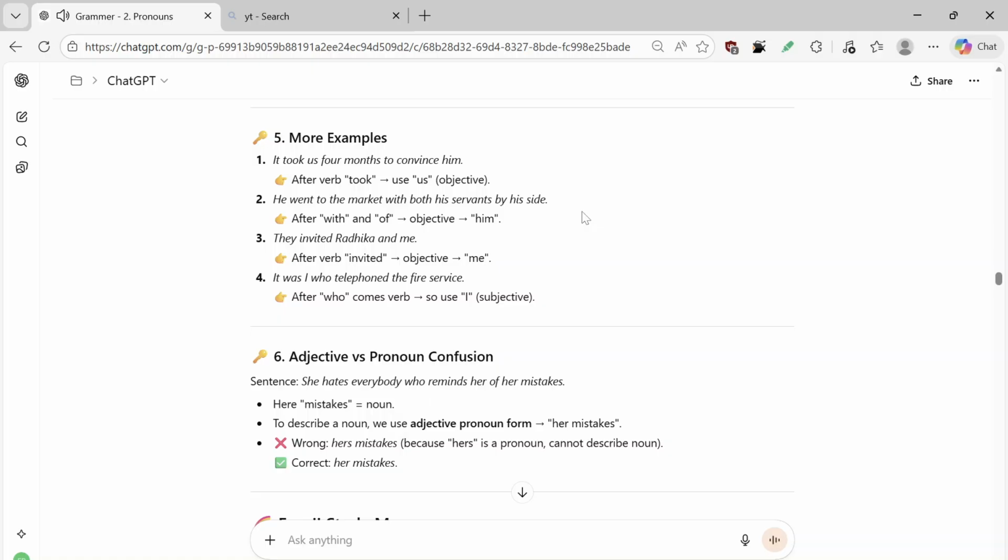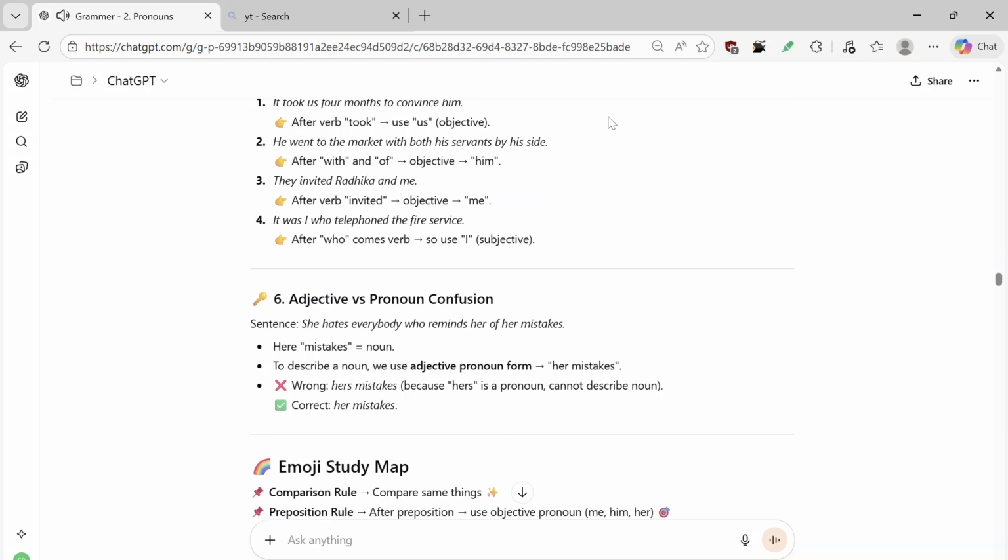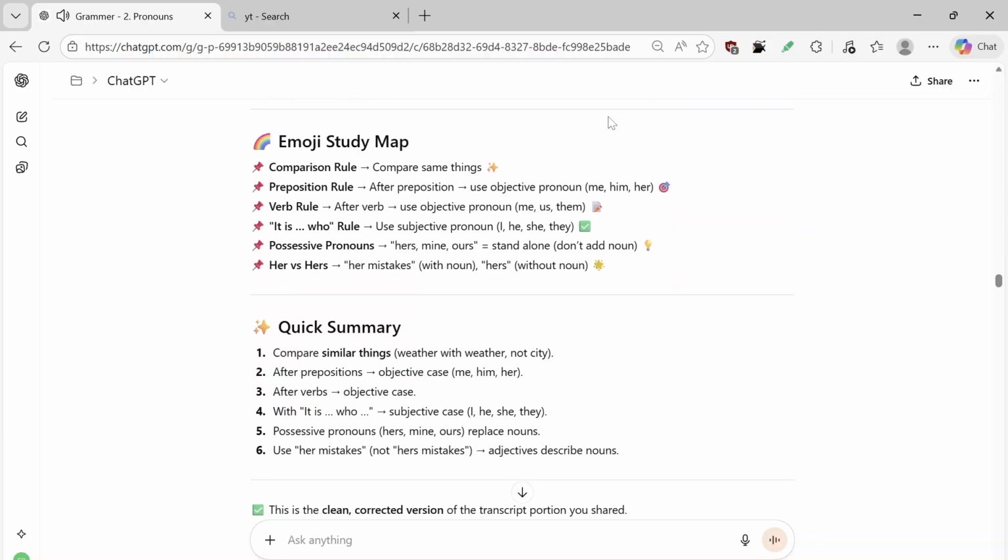4. It was I who telephoned the fire service. After who comes a verb, so use I, subjective. 6. Adjective versus pronoun confusion sentence: She hates everybody who reminds her of her mistakes. Here, mistakes equals noun. To describe a noun, we use the adjective pronoun form, her mistakes. Wrong: hers mistakes, because hers is a pronoun and cannot describe a noun. Correct: her mistakes.